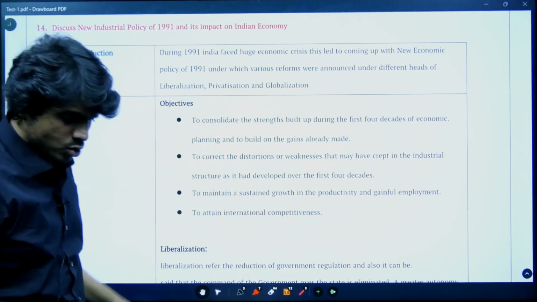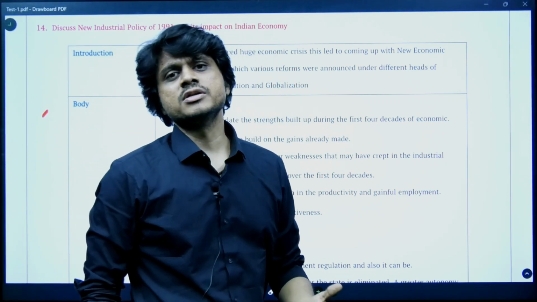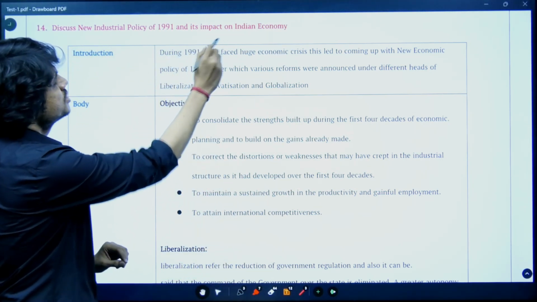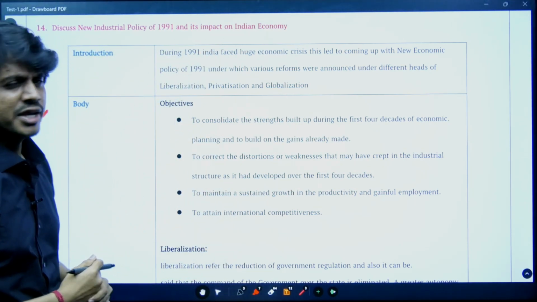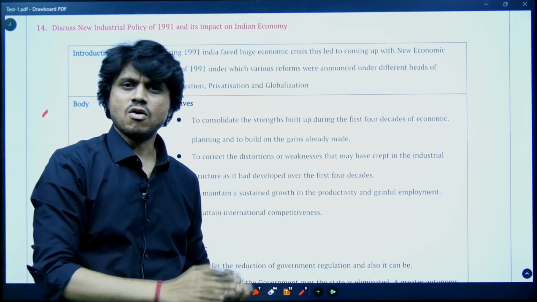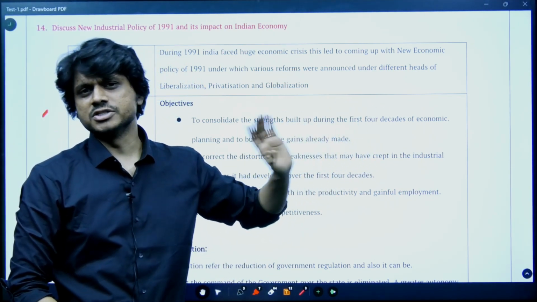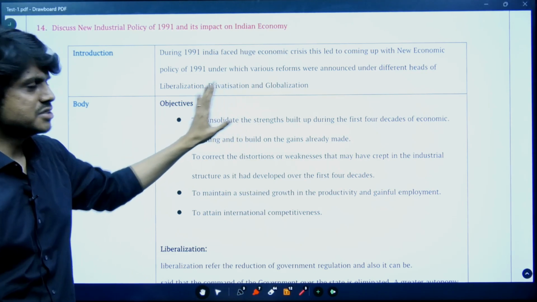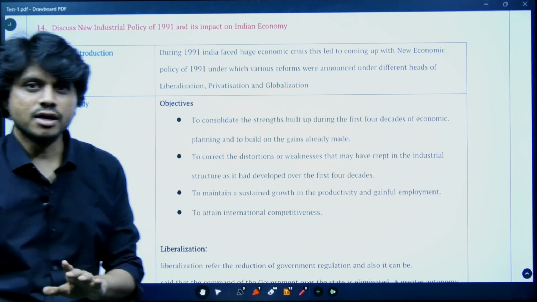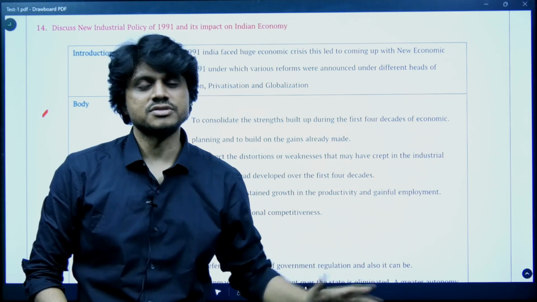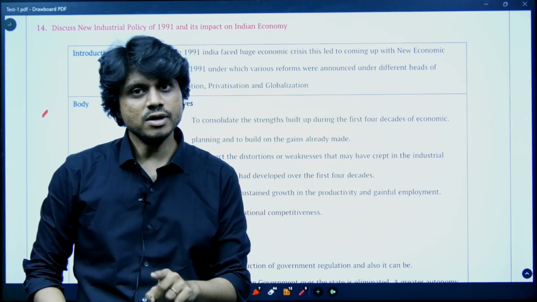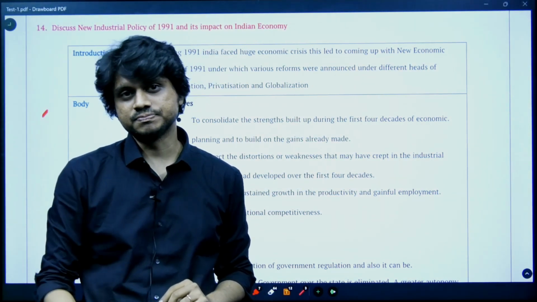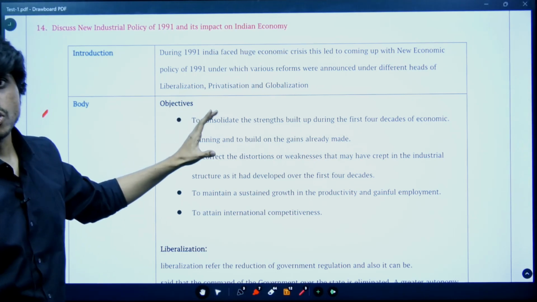So most of you might have written the question, and most of you would definitely have some kind of content on this question: discuss the new industrial policy of 1991 and its impact on the Indian economy. Everyone is definitely aware that some kind of reform has happened, liberalization, privatization and globalization, and everyone is aware, okay, this is the concept, this is the expected. But if I go through the answers provided by you, there would be a difference in the approach with which you have attempted that particular question.